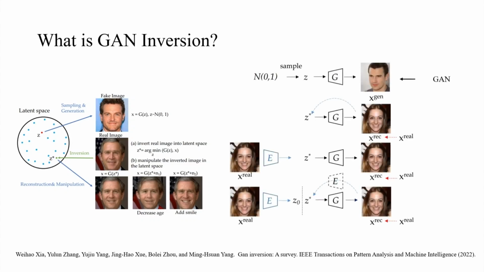Optimization-based methods directly optimize the initial code, requiring very accurate initial values. Encoder-based methods can map images directly to latent code but generally cannot achieve full reconstruction. Hybrid-based methods combine these two approaches. First, employ an encoder to map the image to a suitable latent code, then perform optimization.